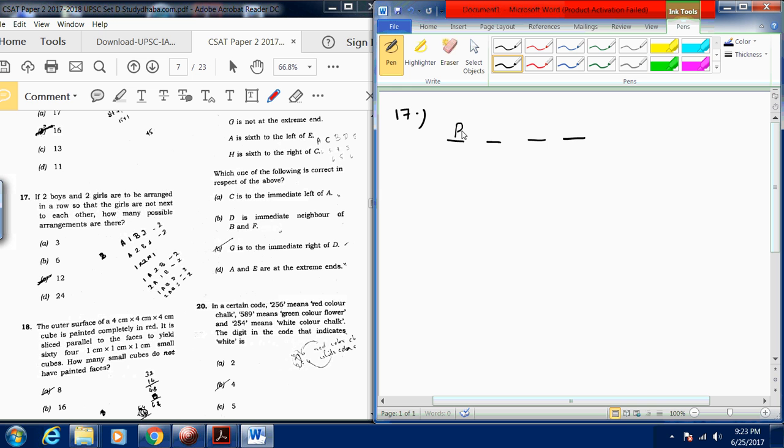That means you can have a boy here, a girl here, a boy here, a girl here. You can't have the 2 girls together. Similarly, you can have a girl here, a boy here, a girl here, a boy here. You can have a girl here, the boy is here, the girl here.